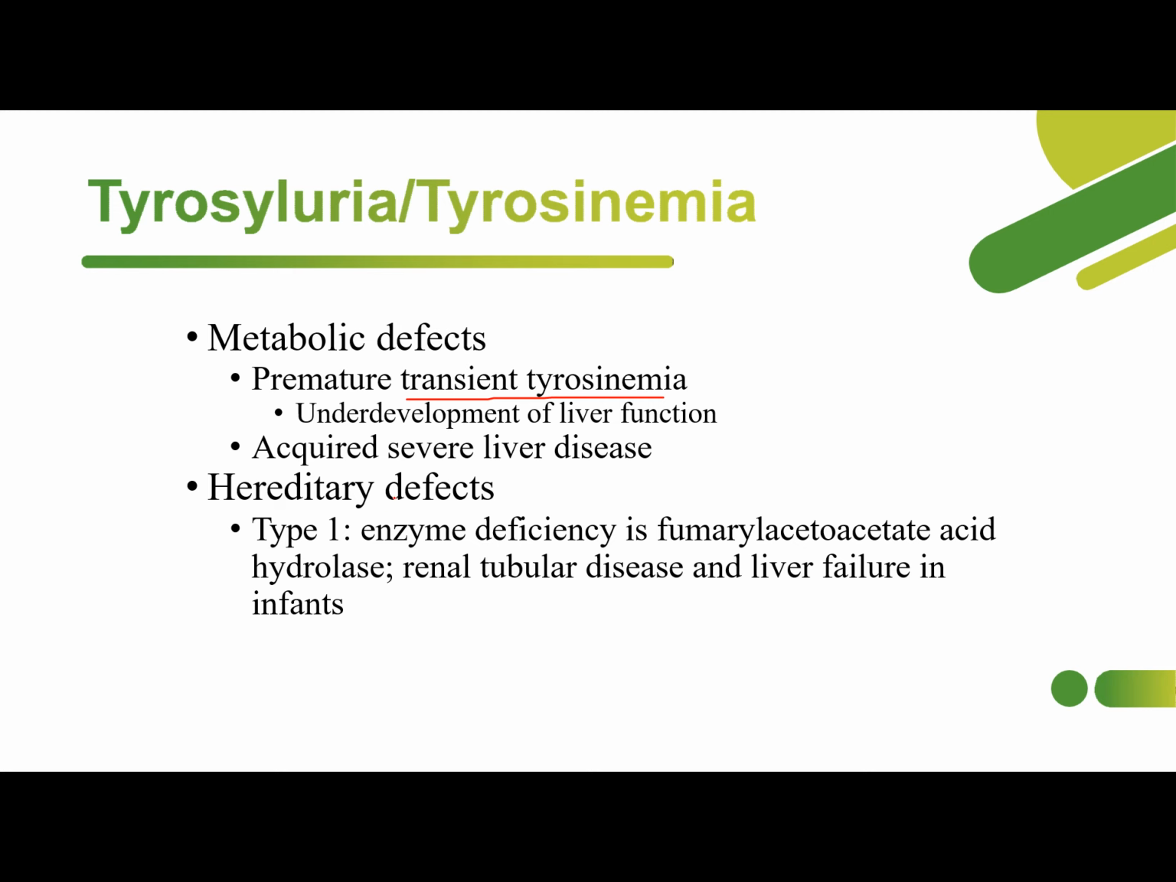So there are hereditary defects of tyrosinuria. There would be type 1 tyrosinuria or tyrosinemia, with an enzyme deficiency. The enzyme missing here, class, is fumarylacetoacetate hydrolase. It can lead to renal tubular disease and liver failure in infants. So the hereditary defect of tyrosinemia type 1 is caused by the absence of the enzyme fumarylacetoacetate hydrolase.